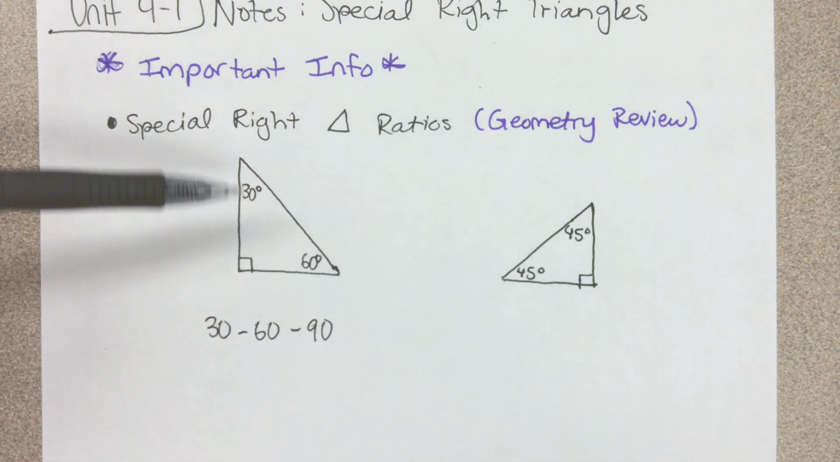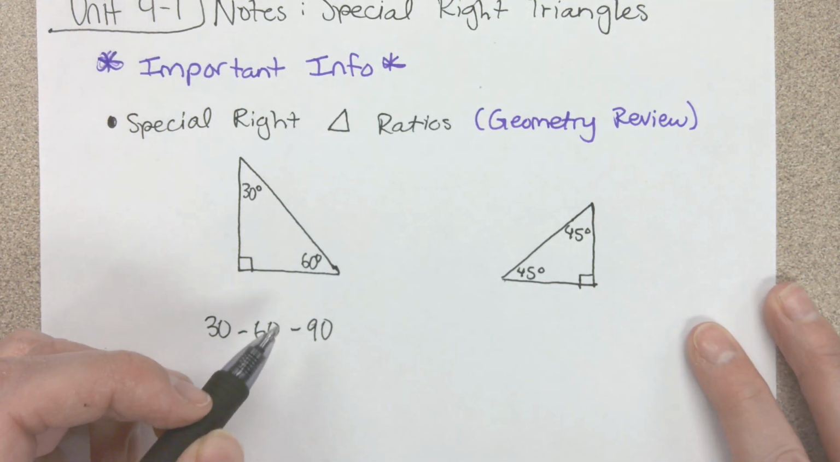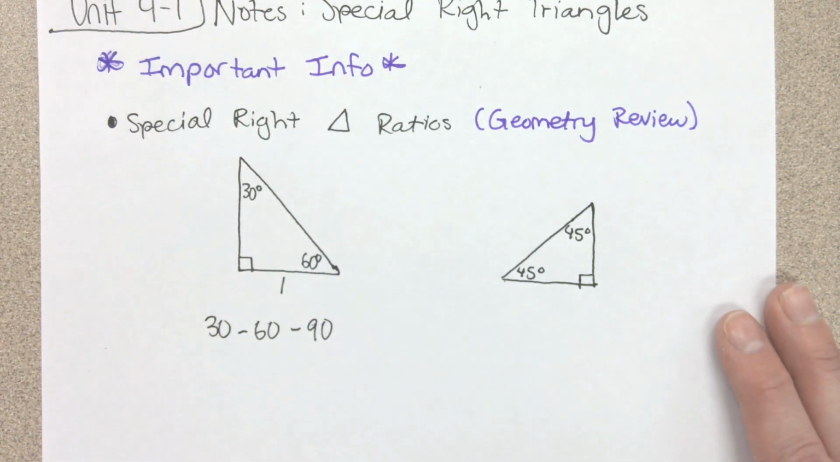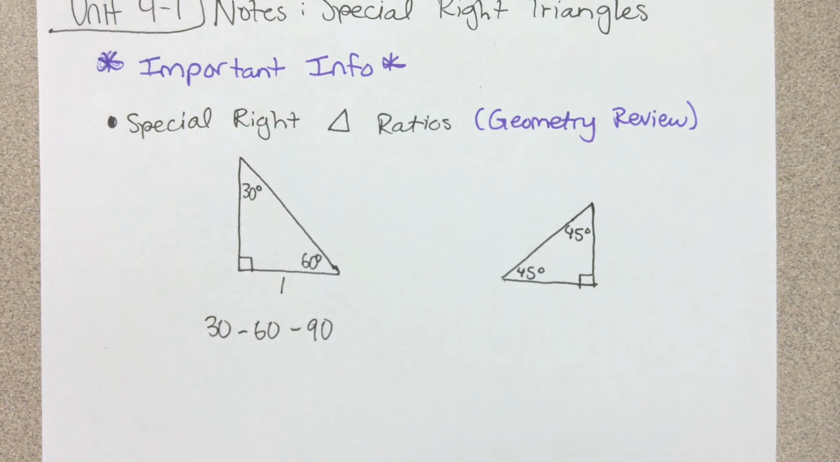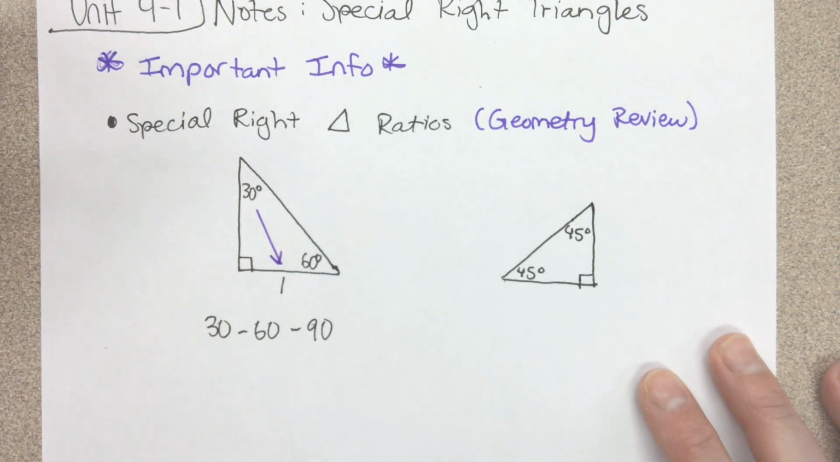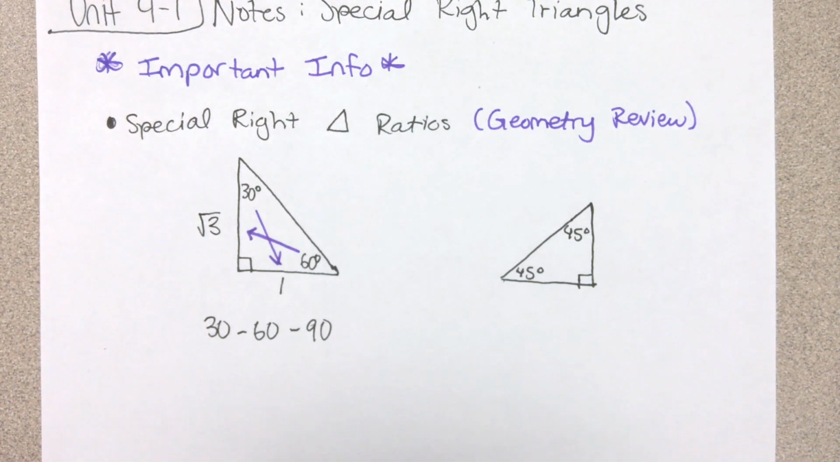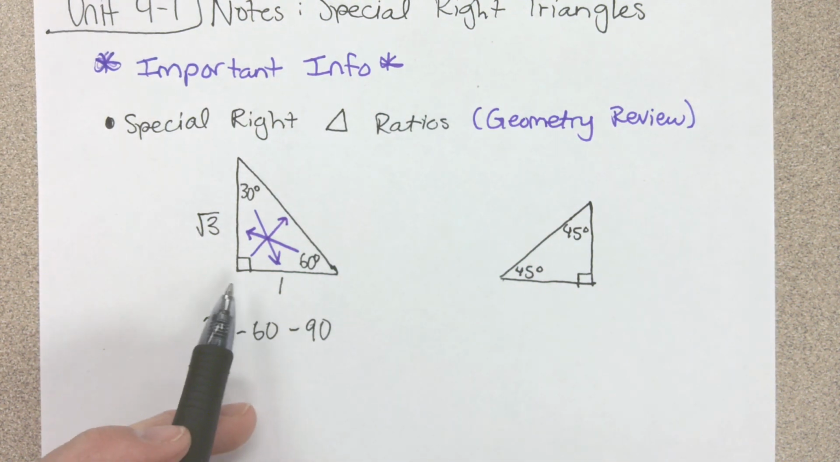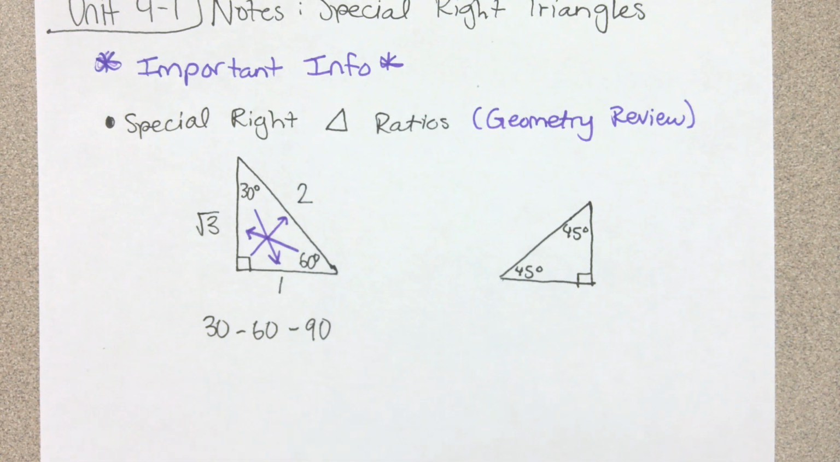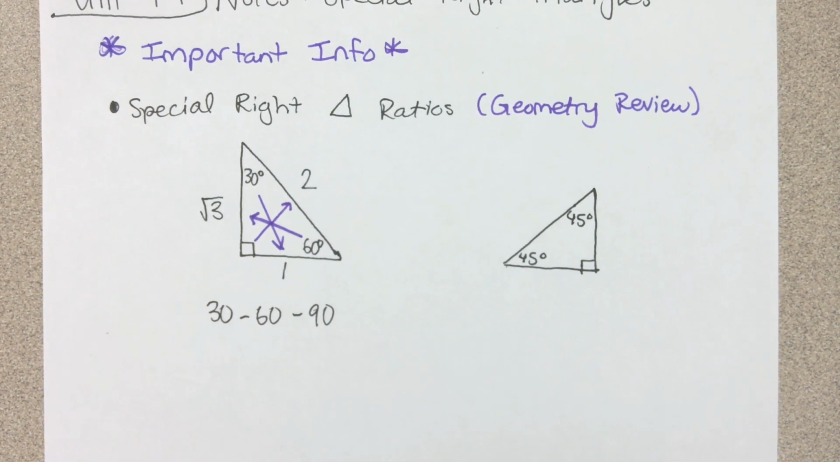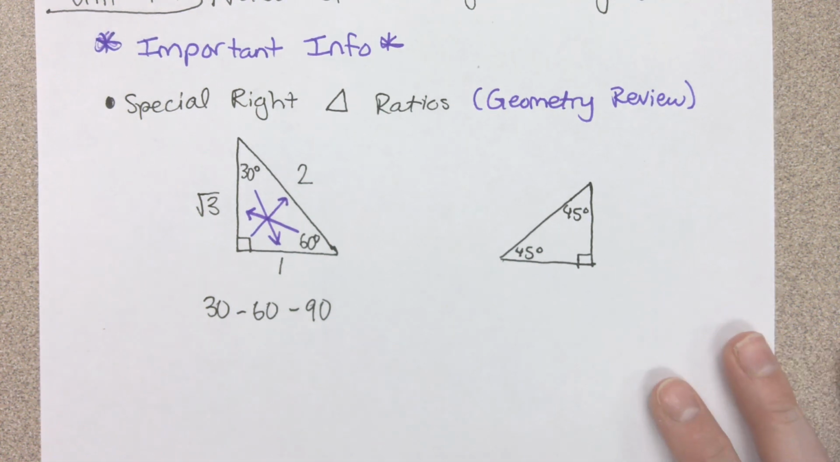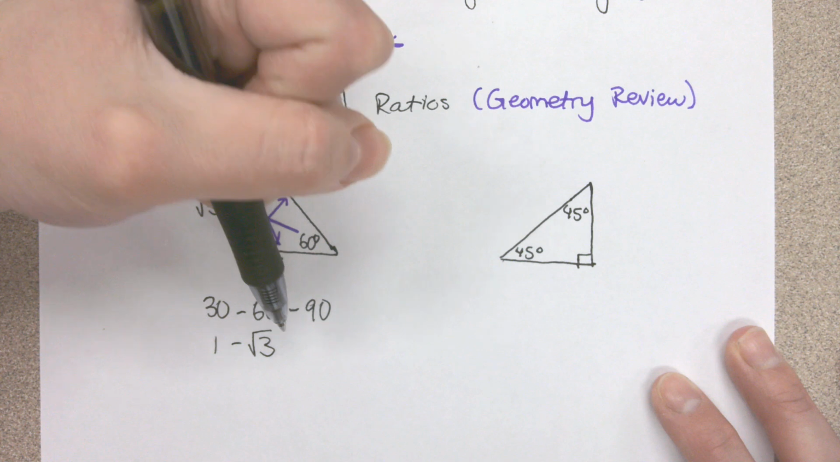If you have the 30, 60, 90 case of the triangle, then the lengths are going to compare in this manner. The side across from the 30 has a length of 1. The side across from the 60 has a length of square root 3. And the side across from the 90 is double the shortest side, so it's 2. It's helpful if you are able to remember 30, 60, 90 is 1, rad 3, 2.